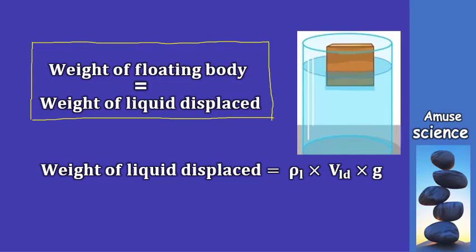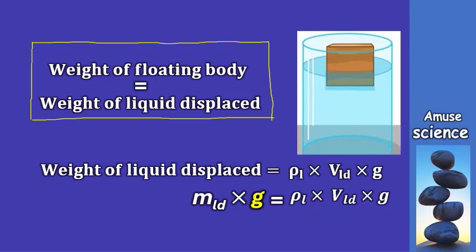Since we know that the weight of an object is the product of the mass and acceleration due to gravity, we can substitute and say that the weight of the liquid displaced is equal to the mass of the liquid displaced multiplied by gravity, and this will give us the density of the liquid multiplied by the volume of the liquid displaced times acceleration due to gravity.